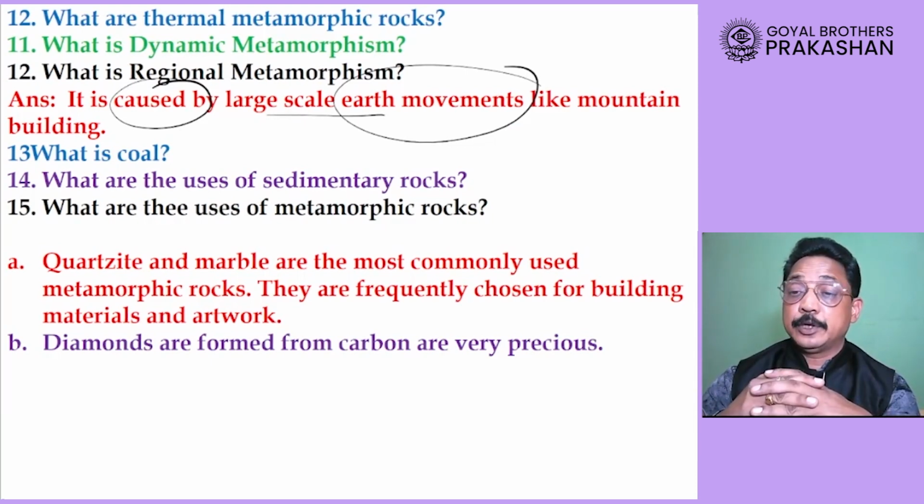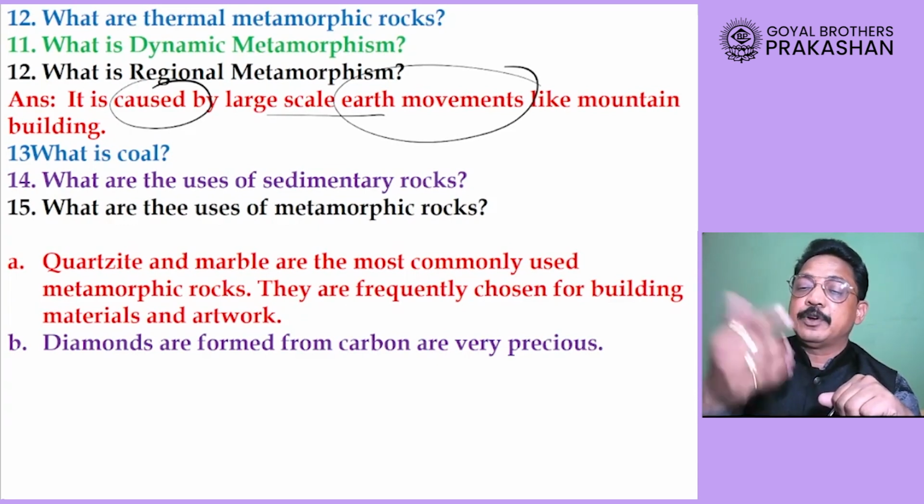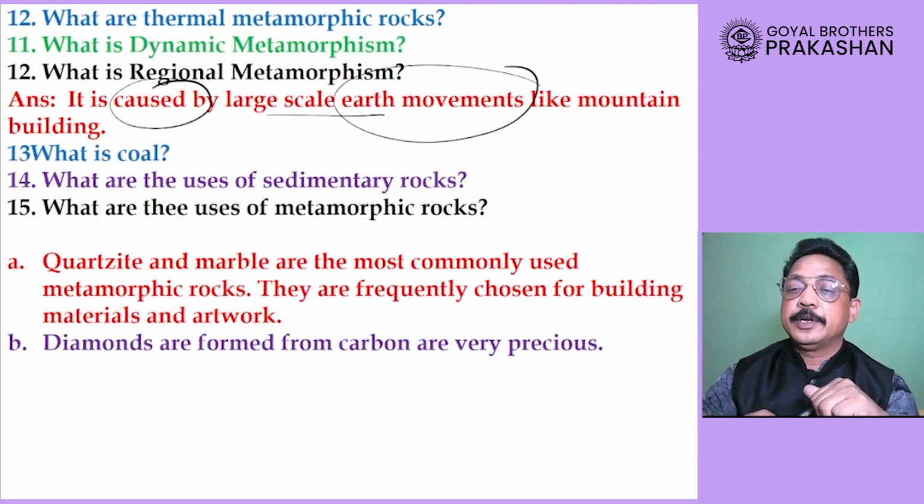Our next question is, what is coal? Point number one, coal is a sedimentary rock. How is it formed? It is formed by the burial of plant and animal bodies under the surface of the earth, where excessive pressure from the above layers and heat from magma convert the buried plants and animals into coal, which is a type of sedimentary rock.